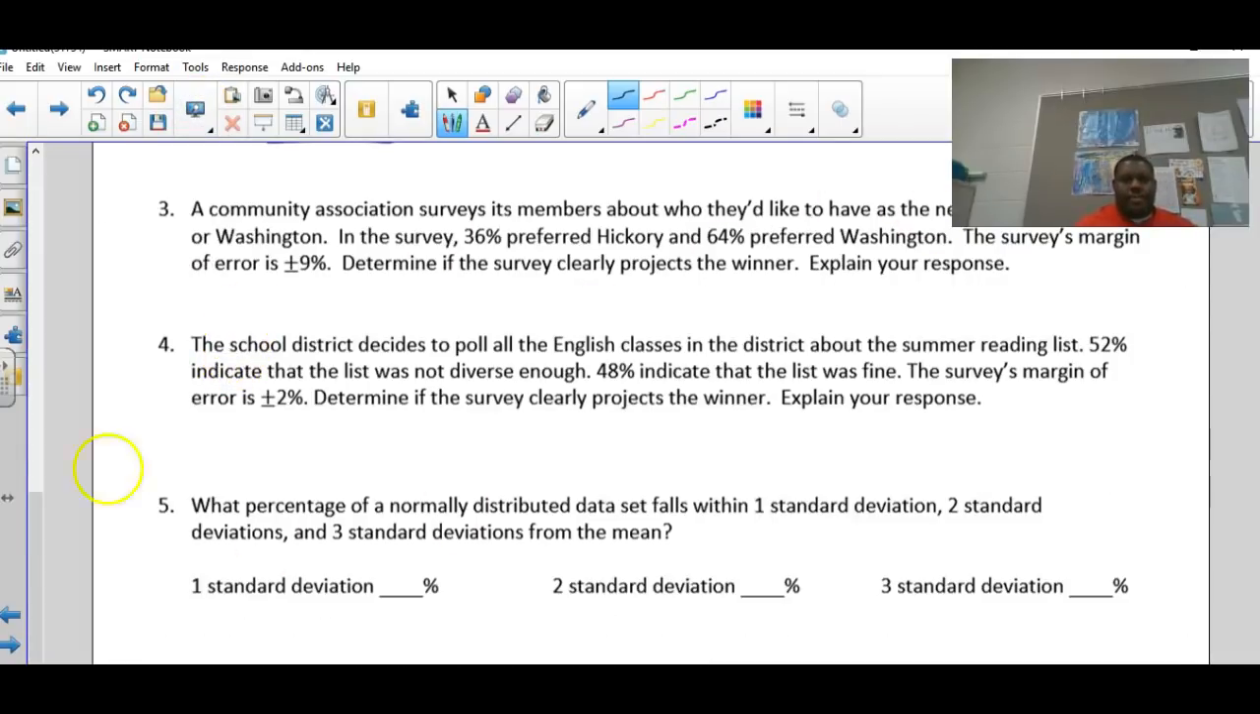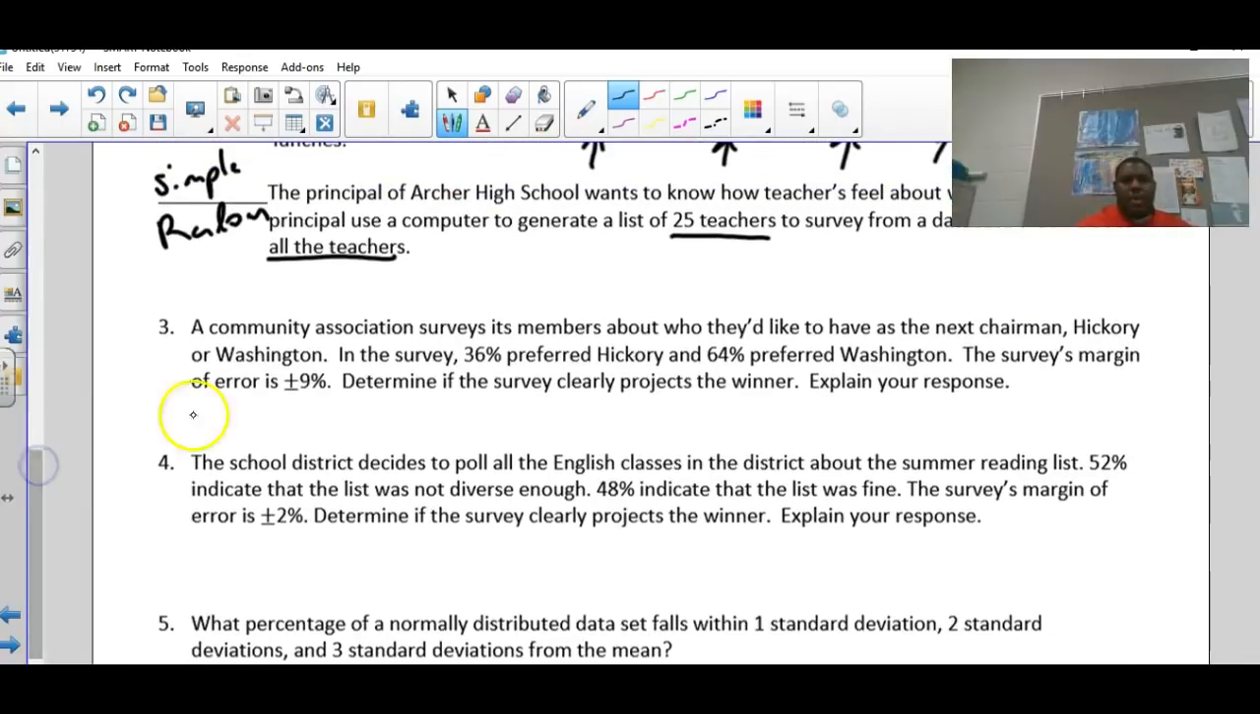This problem says a community association surveys its members about who they would like to have as the next chairman, Hickory or Washington. They surveyed, and 36% said Hickory, and 64% said Washington. The margin of error is 9, guys. With a margin of error, first of all, you have to do plus or minus. Plus or minus 9.